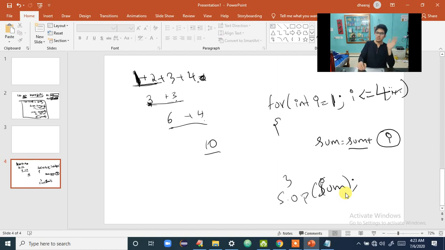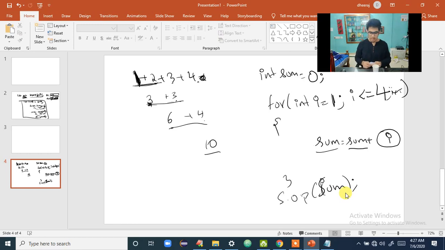So initially, what should my sum value be? I have to declare the variable, so I write int sum equals, and it has to be empty in the beginning. If you want a live example, just wait a minute, I'll give a live example.